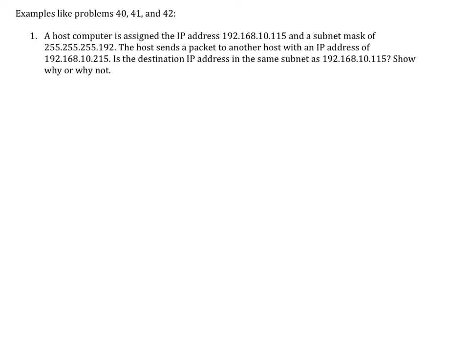What we're going to do is use the rule that says that two IP addresses are in the same subnet if their addresses agree in every bit where the subnet mask is 1. In other words, the subnet mask answers the question, for each of the 32 bits in the IP address, do the IP addresses need to match?